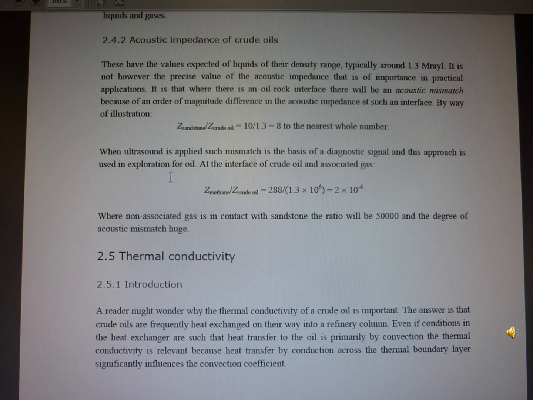And then next is the thermal conductivity. Crude oil frequently undergoes heat exchange on its way into the refinery column, even if the conditions in the heat exchangers are such that heat transfer to the oil is primarily by convection. The thermal conductivity is relevant because heat transfer by conduction across the thermal boundary layer significantly influences the convection coefficient.